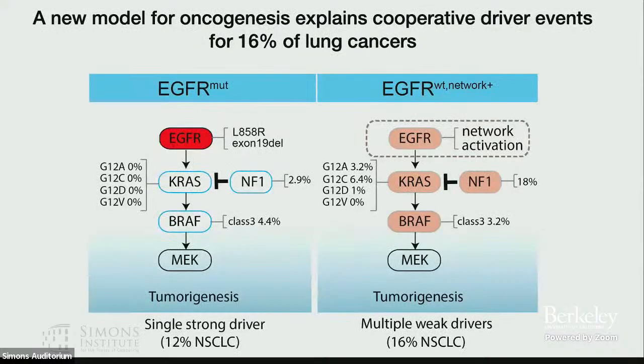So just to conclude here, the model is that in most lung cancers, you have a single strong driver of tumorigenesis. So EGFR mutation drives this flux through the pathway. This makes up about 12% of lung cancers. But it seems that when you have weak oncogene activation, these particular alleles in KRAS, NF1, or BRAF, that's coincident with activation of the EGFR network. Those two together combine to drive tumorigenesis in about 16% of lung cancers.